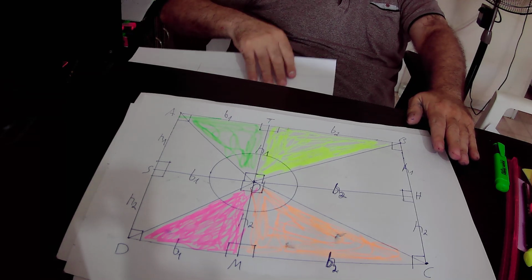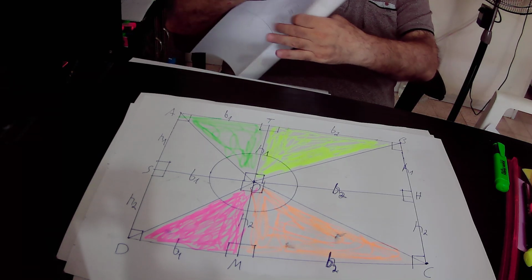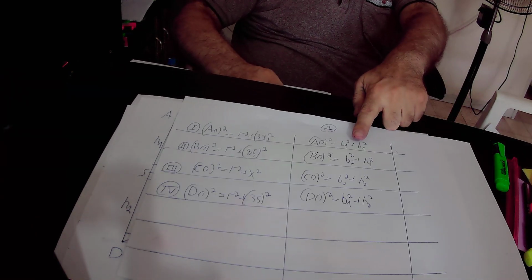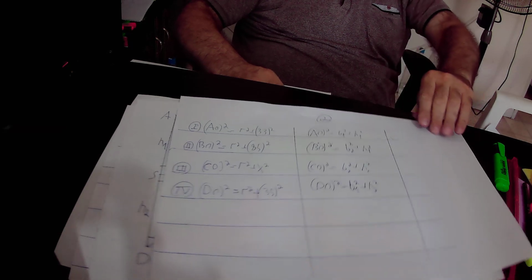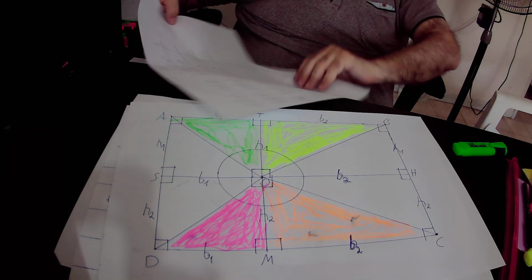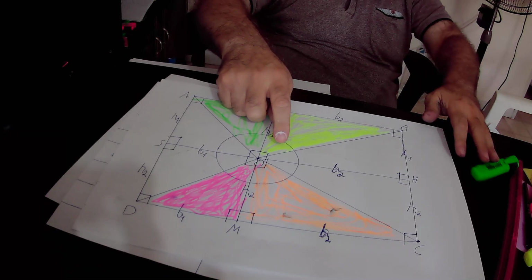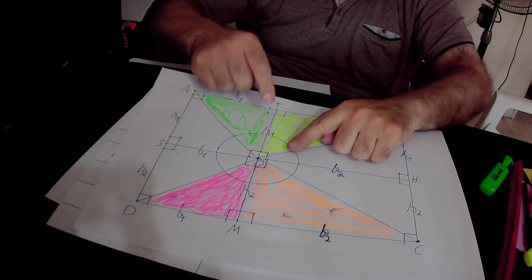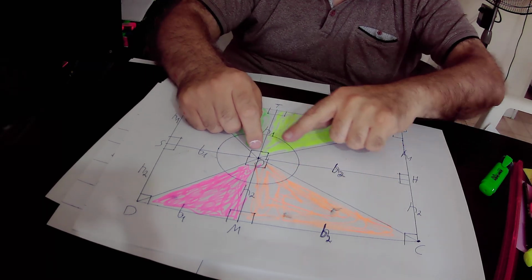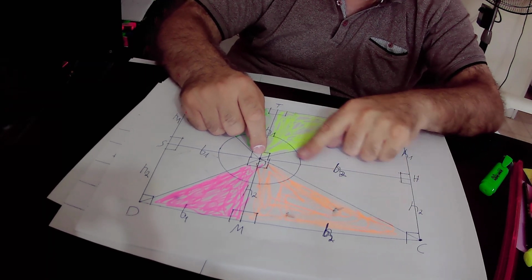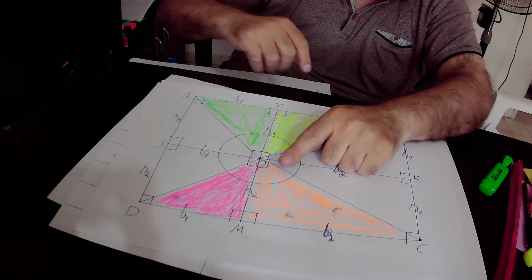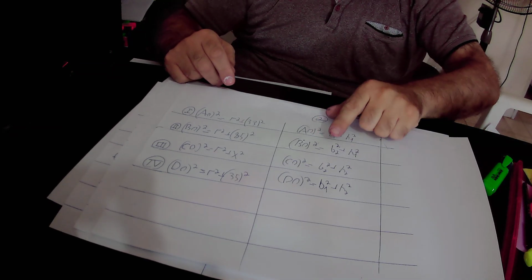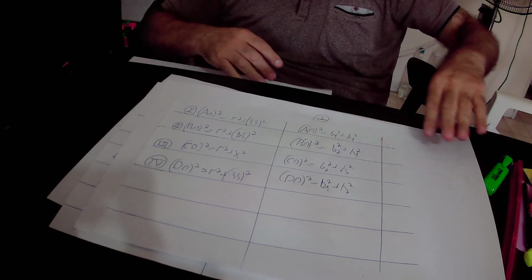I'll repeat again. In the yellow right triangle, according to the Pythagoras theorem, BO square equals B2 square plus H1 square. Then we joined points O and C together by a straight line. In this way, we created the orange right triangle, triangle OMC. In the orange right triangle, CO square equals B2 square plus H2 square.